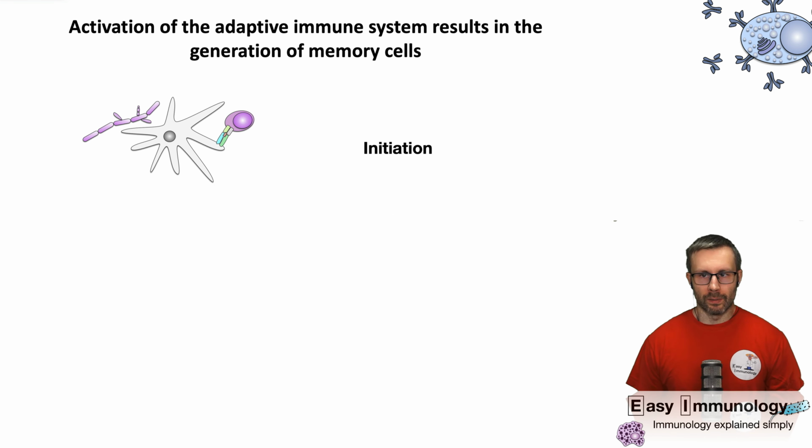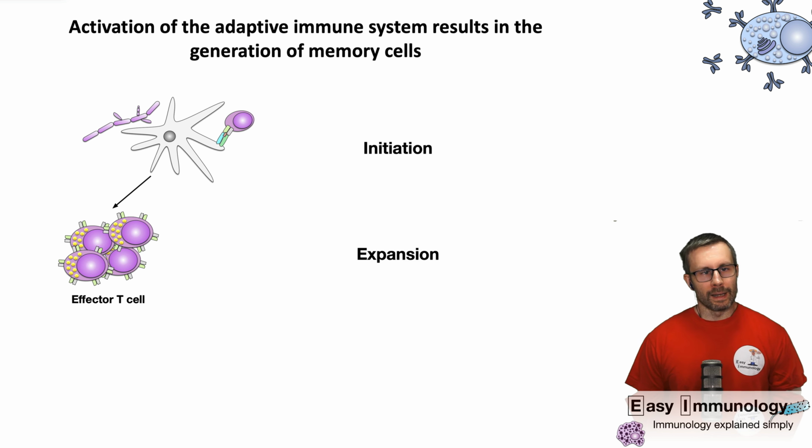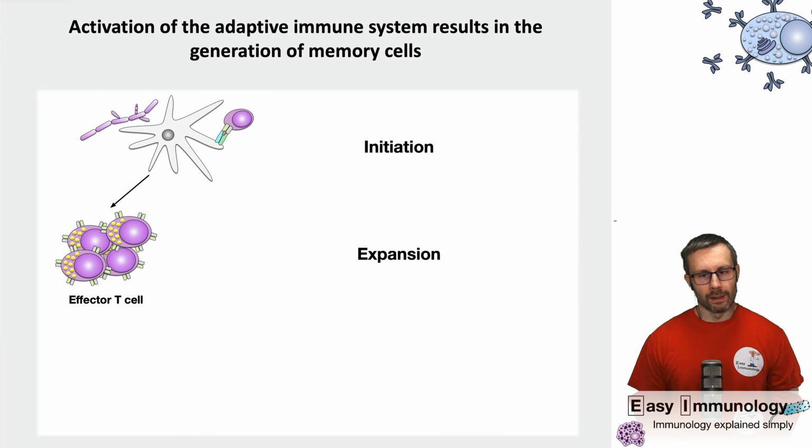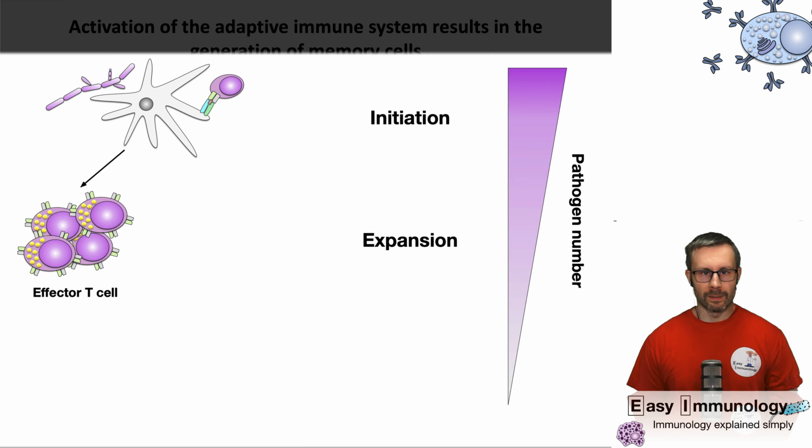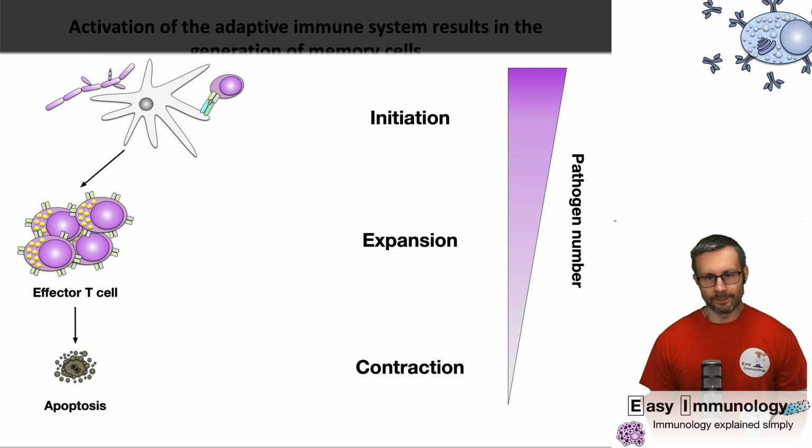And this is because we generate memory cells. So imagine you have been infected with a fungus, this violet fungus. It activates an antigen-presenting cell that activates a fungus-specific T cell. This expands into millions of identical effector T cells that fight the fungus, and then the number of fungi in your body will hopefully decrease to a very low level.